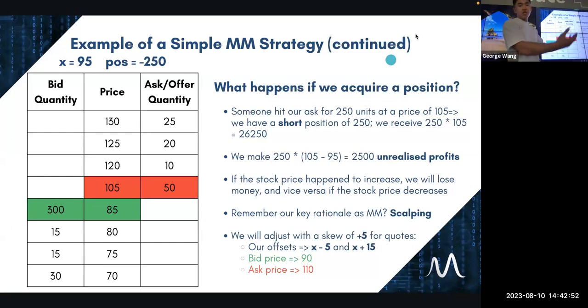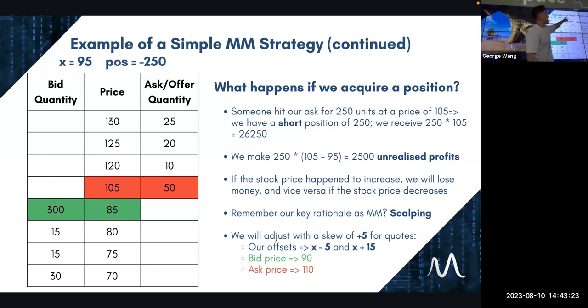Now we're going to continue the strategy. Suppose that somebody trades with us at this price. They hit our ask, which means they bought from us, for 250 units at a price of 105. Since they bought from us, we sold and we now have a short position. You might have heard of long and short in terms of positions. Long means you want the price to go up, which could be bought, and short means you want it to go down. So selling will give us a short position.